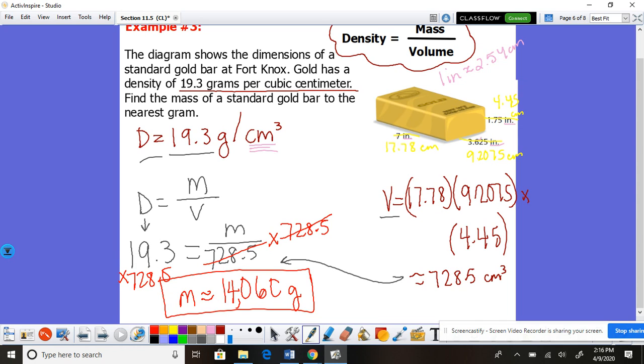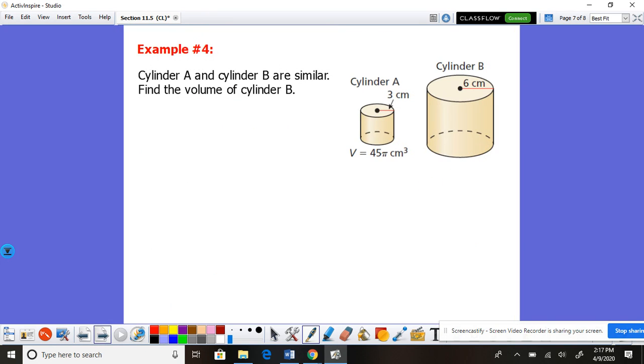All right, one more example. I guess there's two more examples. All right, we've done this in 2 dimensions. Now we're gonna do it in 3 dimensions. So cylinder A and cylinder B are similar, okay? Meaning that the ratios of their sides are proportionate.